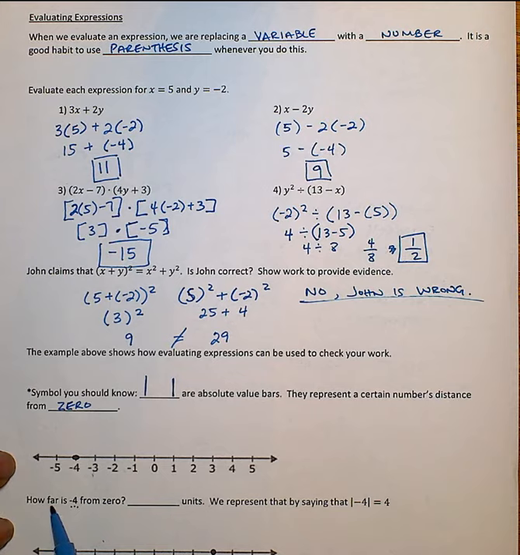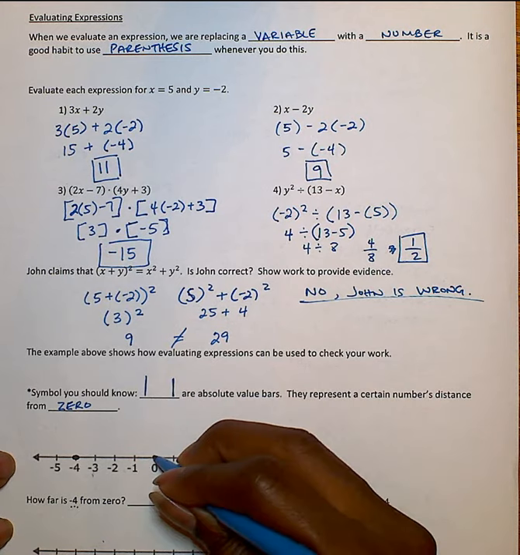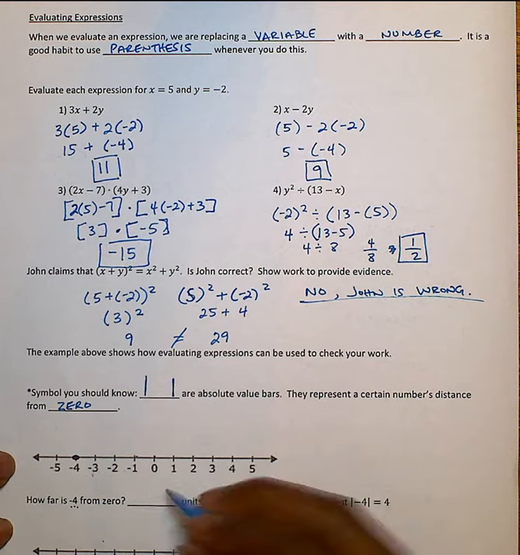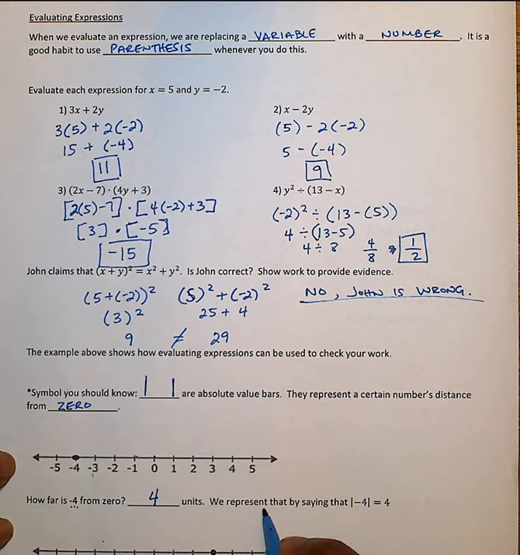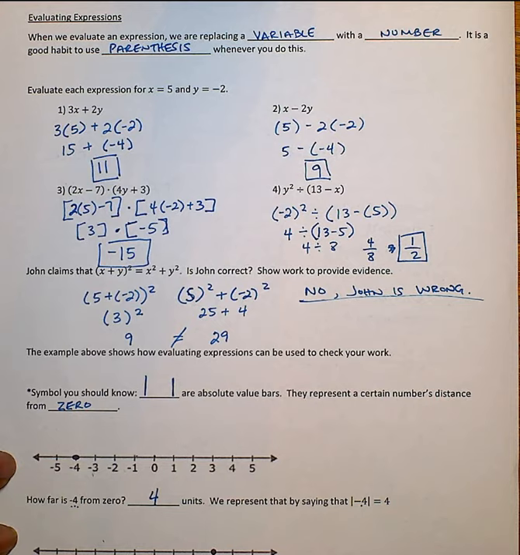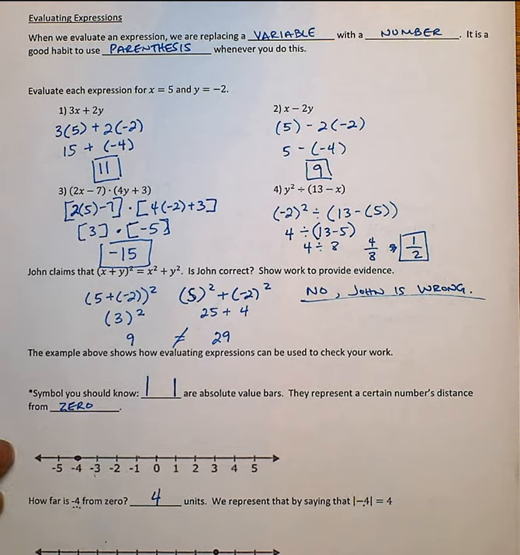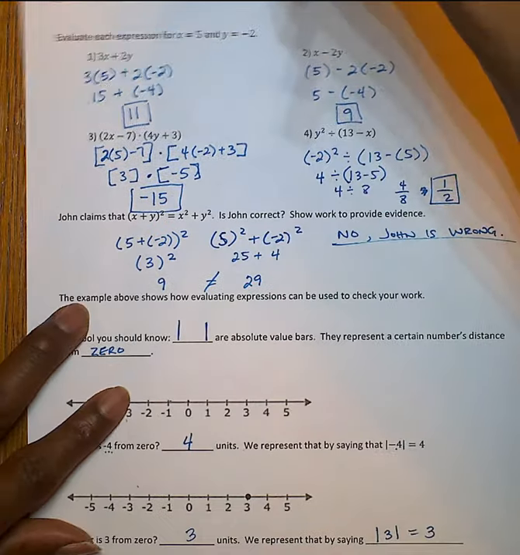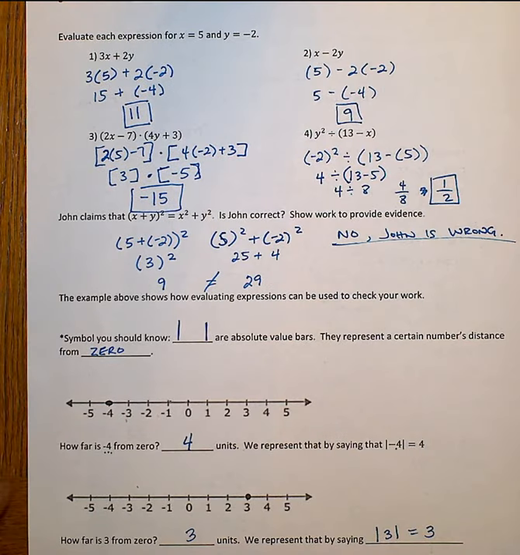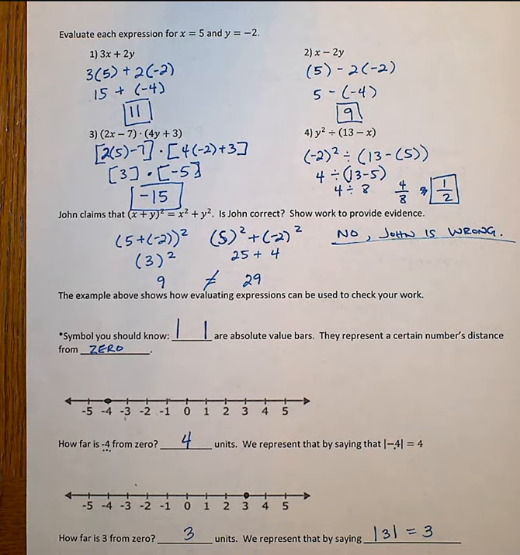So our first question, how far is negative 4 from 0? Well, it goes 1, 2, 3, 4. 4 units to the left. And so we represent that by saying that the absolute value of negative 4 is 4. It's 4 units away from 0. This next problem, how far is 3 from 0? Well, 1, 2, 3. We represent that by saying the absolute value of 3 is 3. Okay, so that gives you a chance to look at that.